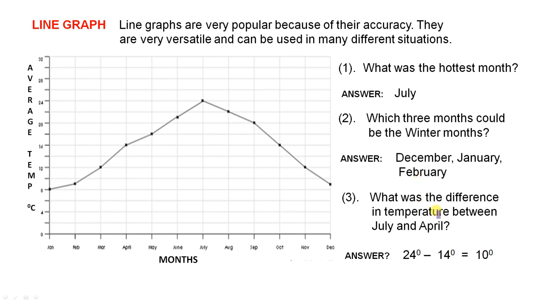And what was the difference in temperature between July and April? July was 24, April was 14, 24 minus 14 is 10 degrees. So this video has given us some good examples of different graphs that we can draw to represent data. And when the graphs are drawn, we can make some important conclusions and draw some information that was presented in the data.